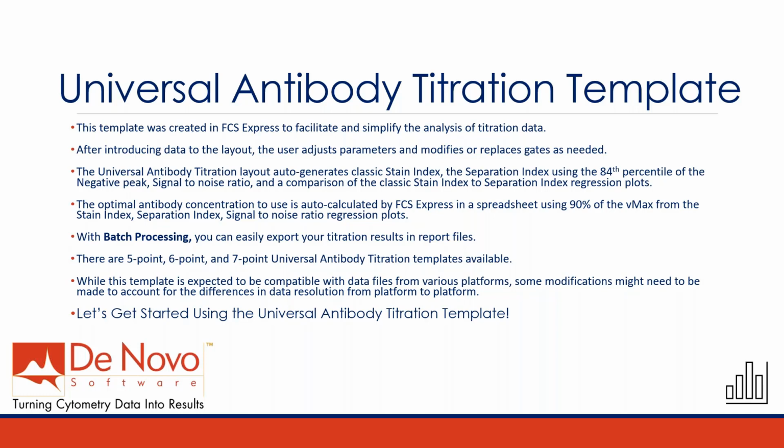Once you download this analysis, we're going to pop in our data, and we're going to be able to move through this quite quickly, as you'll see when I introduce that layout. When we bring that data into this layout, we make a couple of adjustments to parameters, maybe modify a couple of gates, but then everything downstream is generated for us automatically. We get a stain index, a separation index, a signal to noise ratio, and a comparison of that stain index to separation index regression plot, automatically generated after we put in our data. Also, the calculation to get an optimal antibody concentration is auto-calculated by FCS Express, and we're using 90% of the Vmax to make that calculation.